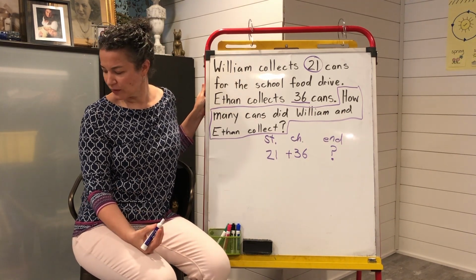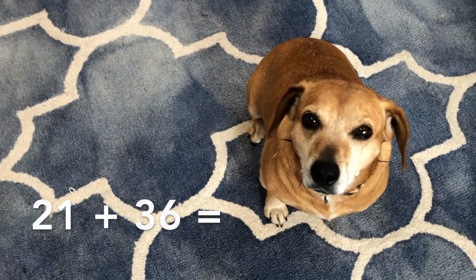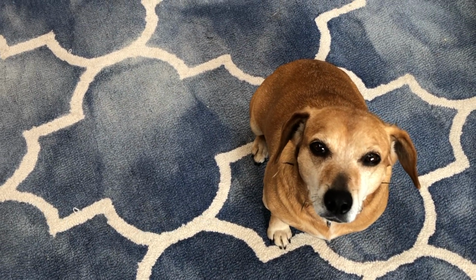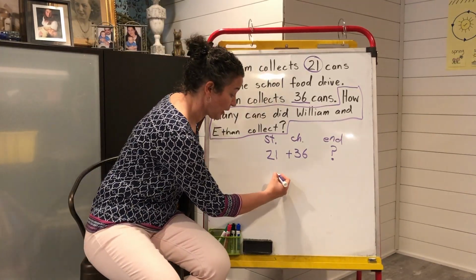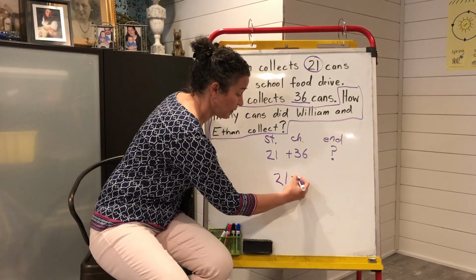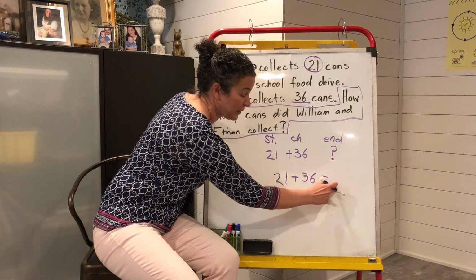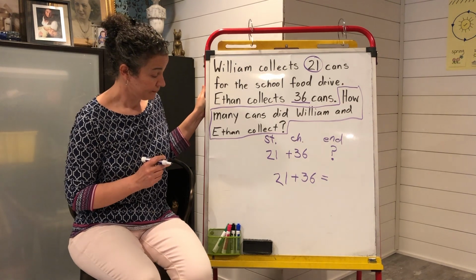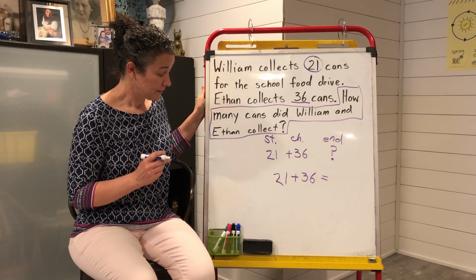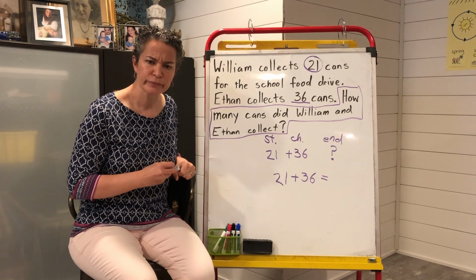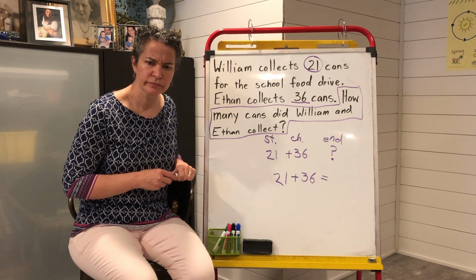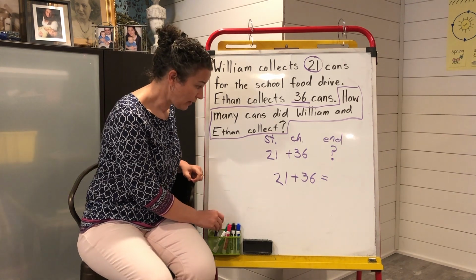Penny, what's my number sentence going to be? Penny says I need to write 21 plus 36 is going to equal our variable, and I'm going to leave that blank because we're going to fill it in. Now, my friends, what should I do now? What's next? What am I working on? Yeah, we're supposed to be drawing quick picks.